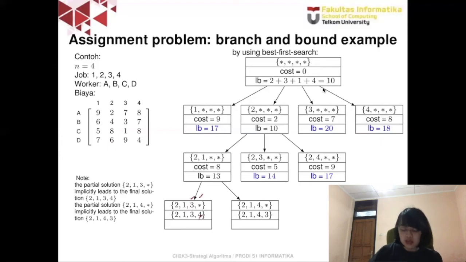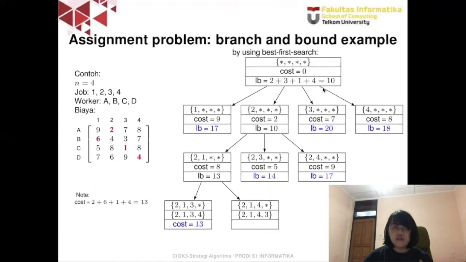The same with the other option. If worker C is given job 4, then we do not have any other option for worker D other than job 3. So this node already gives us a final solution. So instead of computing the lower bound, we can just see the cost of the final solution, which is 13 for the first one and also 25 for the second one. So now we have 7 leaves: 1, 2, 3, 4, 5, 6, and 7.